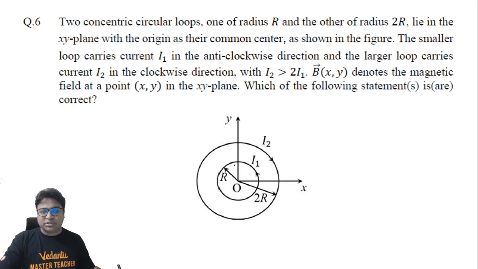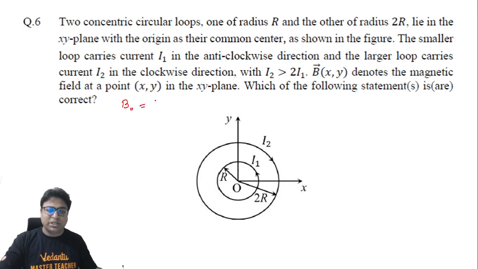In this question there are two loops which are carrying current in opposite sense. The smaller one is carrying current in the anti-clockwise sense and the larger one is carrying current in the clockwise sense. And we've been told that I2 is more than 2I1. Now I'll begin by discussing the magnetic field at the center of the two loops.